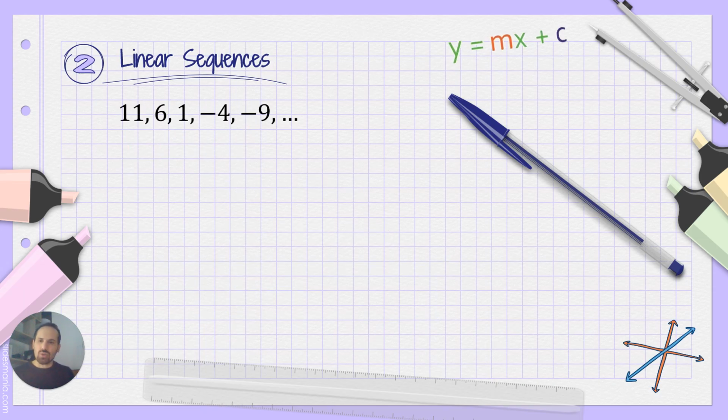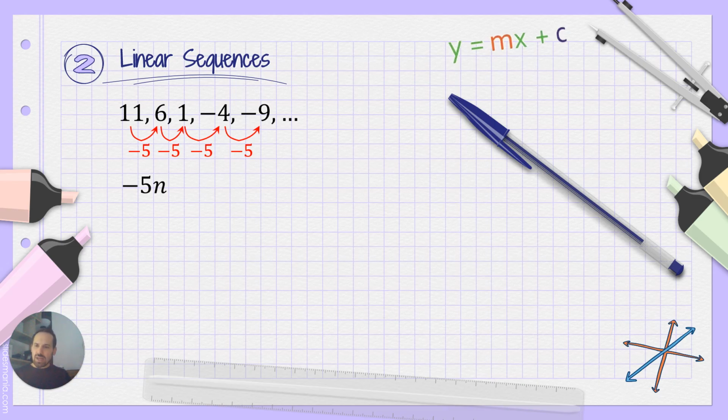So let's move on to a different sequence just to cement this idea. So we've got one like this. It looks a little bit different, but again, see how it's changing from one to the next. You see it's changing by a constant amount, but this time it's going down. So we're minusing 5 each time, or subtracting 5, I should say. So that's the gradient. That's the rate of change of this sequence. For every one we're going across, we're going down 5.